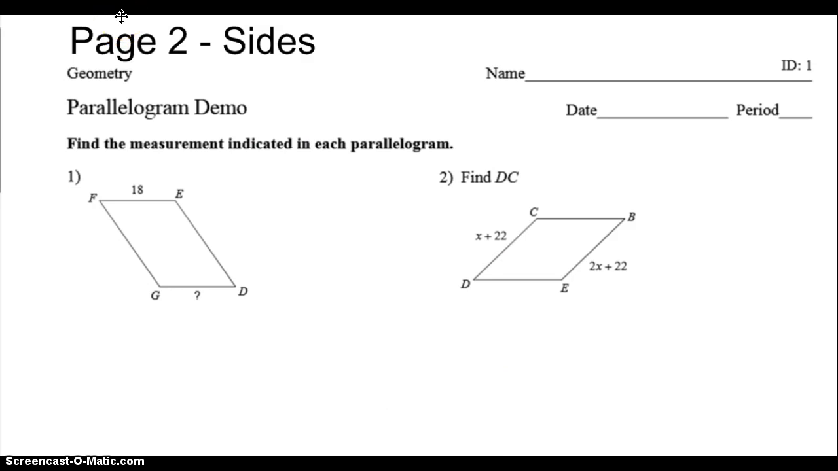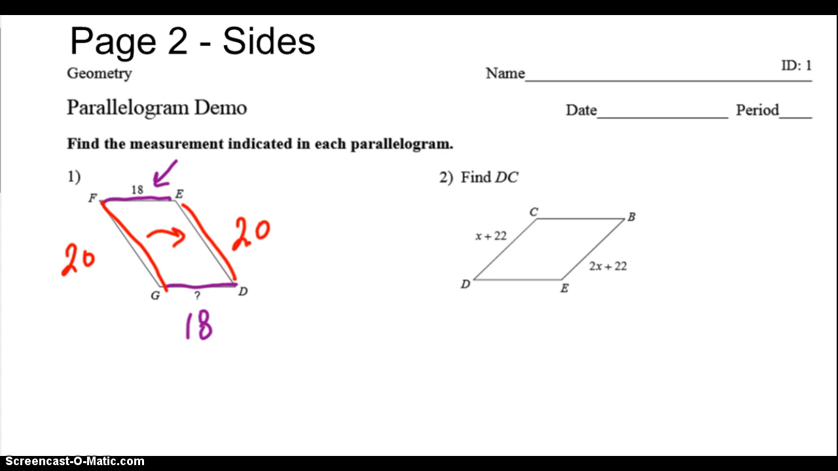Well, what do we know about the sides of parallelograms? Well, we know that the two opposite sides of a parallelogram, like FE and GD in this picture, are congruent. So if this is 18, this is also 18. Let's say I knew that side FG was maybe 20. What else could I say? Well, if this is 20, then the opposite side over here, ED, will also be 20. 20 centimeters, 20 inches, I'm not sure. But the opposite sides are congruent.